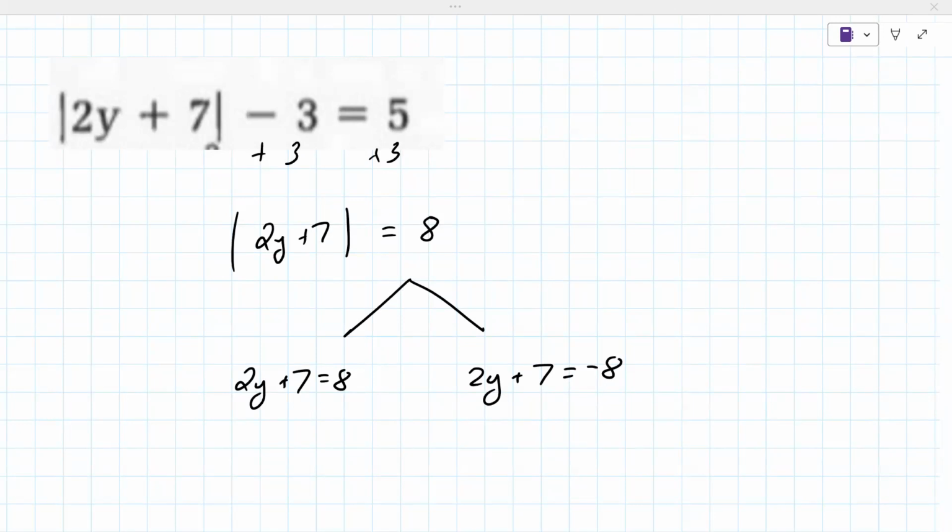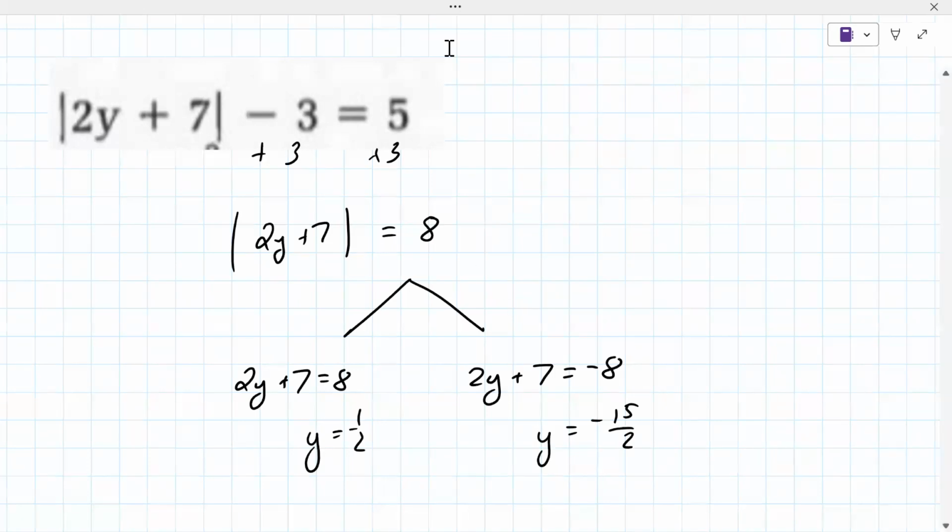Is it y equals 1/2 and y equals negative 15 over 2? First one, very good. All right, good job on that.